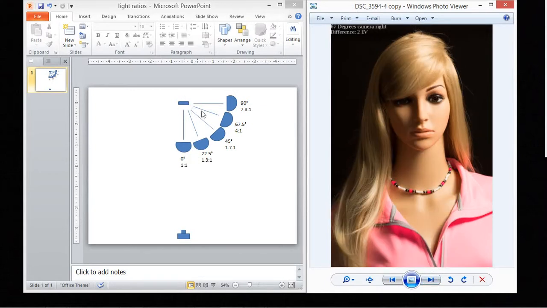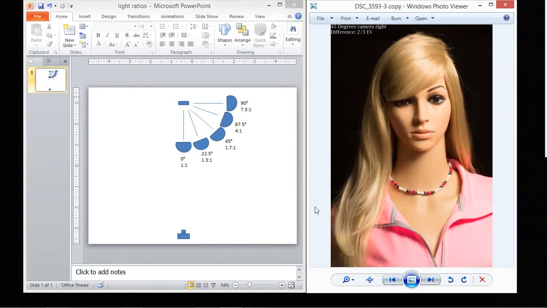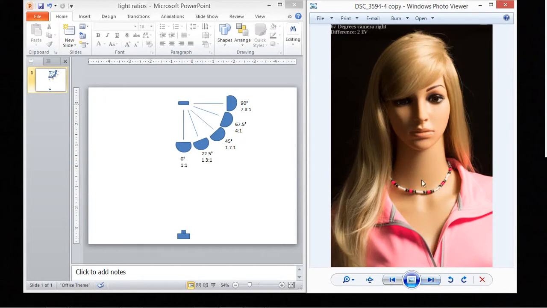Next is about 67 degrees over here, and it's a full 2 stops. Let me go back one. The first was 1/3 of a stop, then 2/3 of a stop, and then we really get extreme blockage once we hit 67 degrees, because now we jump to a full 2 stops difference. The difference from here to here is 2 stops, which is a 4-to-1 lighting ratio. That's pretty extreme. For every unit of light over here, there are 4 units of light striking over here.